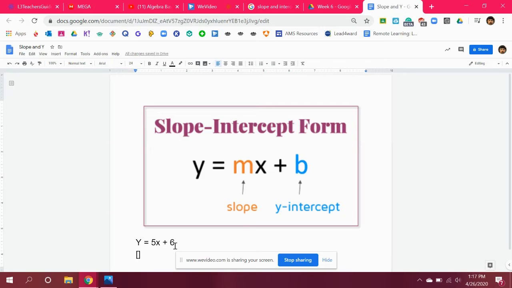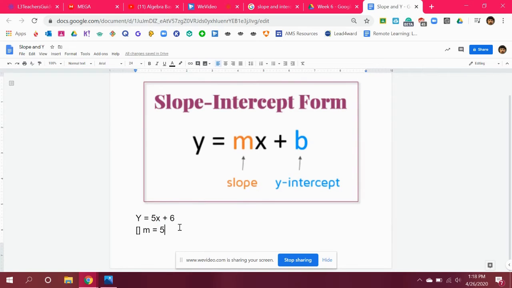So looking at this equation, what's my slope? Correct. It's 5 because what's touching my X? My slope. What is my B? Or my y-intercept? 6, because it's all by itself.